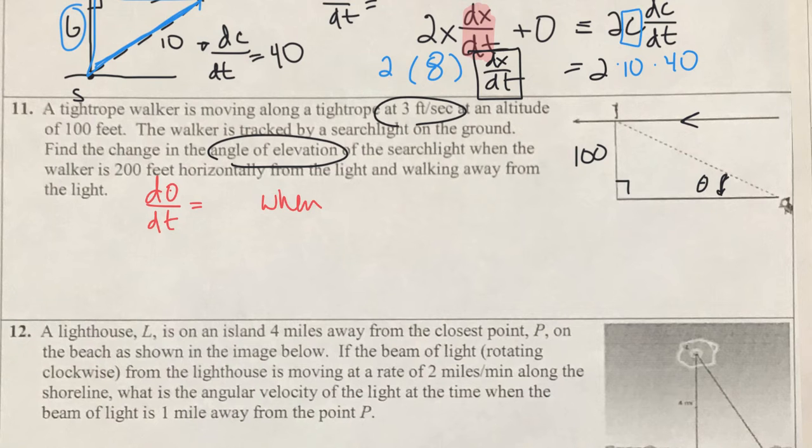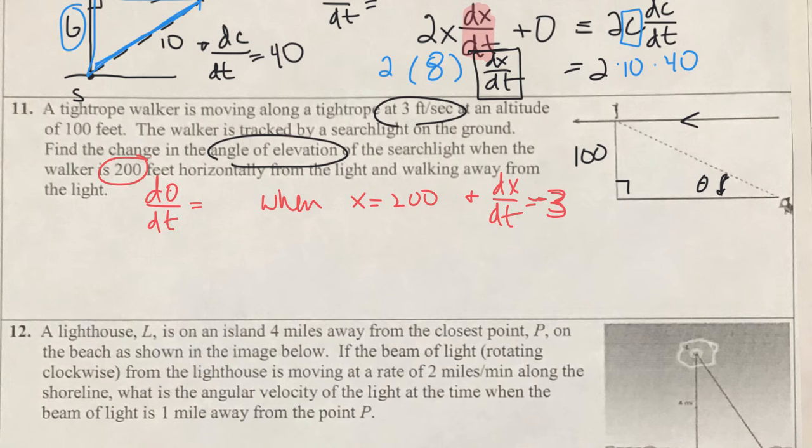the walker is 200 feet horizontally? So we'll call that x because it's horizontal: 200, and dx/dt, the change to the left position, is 3 feet per second. Because he's going left, that's going to be a negative. So we're moving to the left, and left is a negative direction.